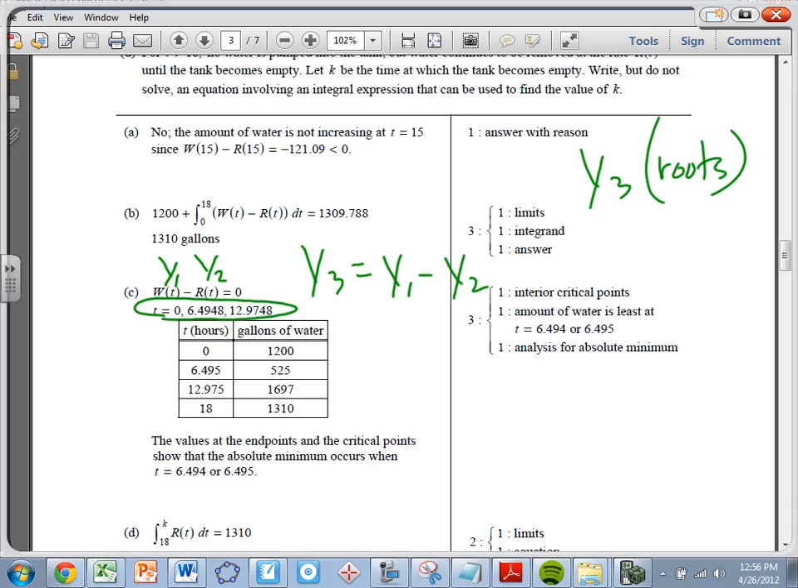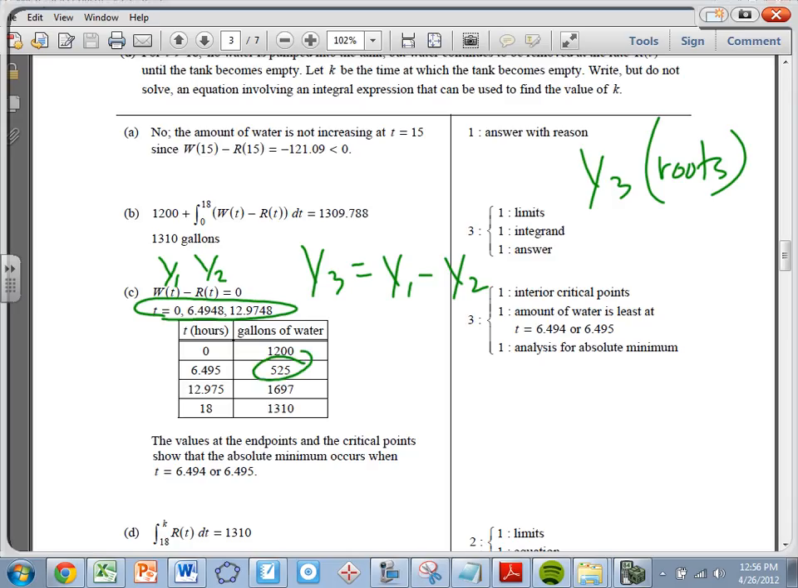Now, if those are my roots, I have to test them, but I also need to test the endpoints of my domain. What were the endpoints of the domain? Very good, Christian. We went from 0 to 18 hours. So 0 is already there, and I do have to test 18. And they want an overall minimum. Which of these values is the overall minimum?